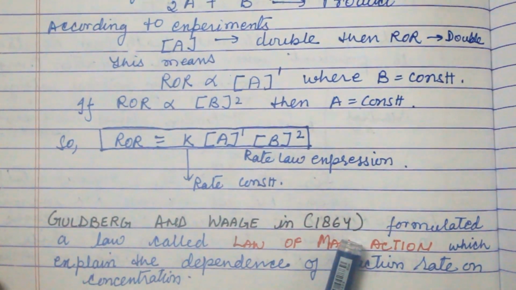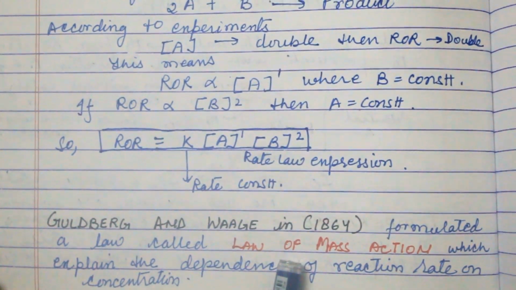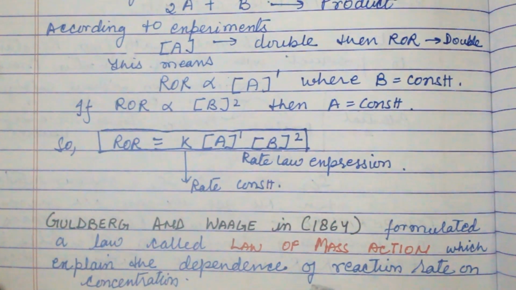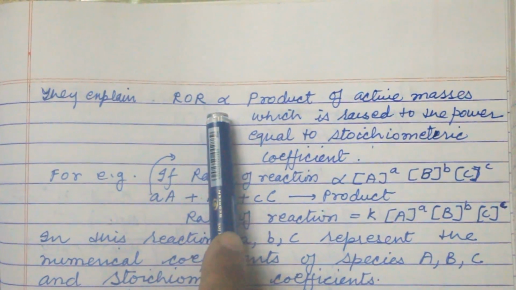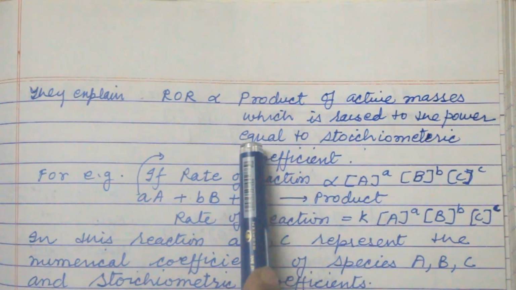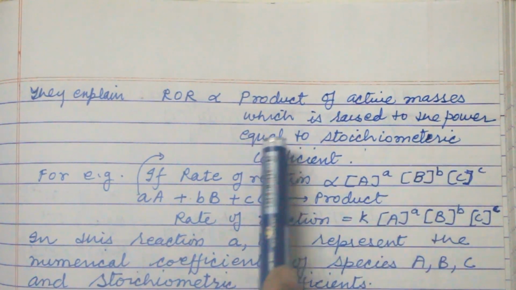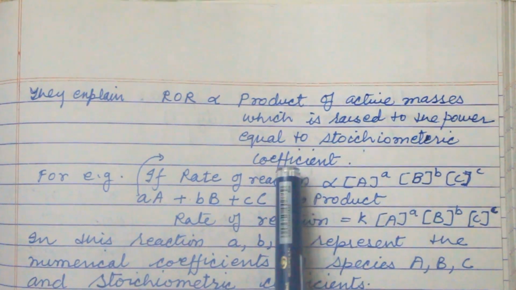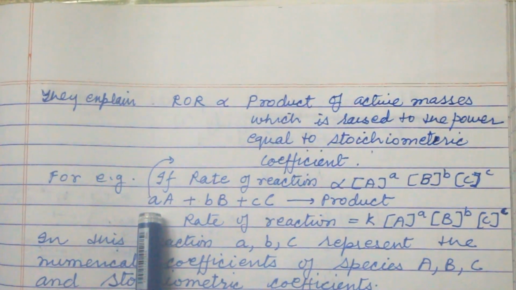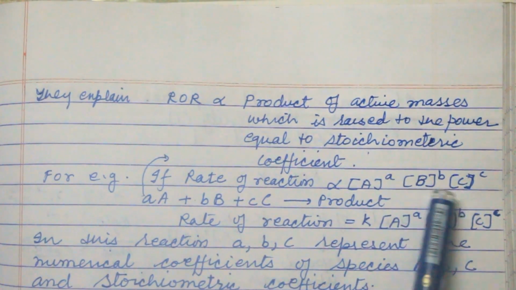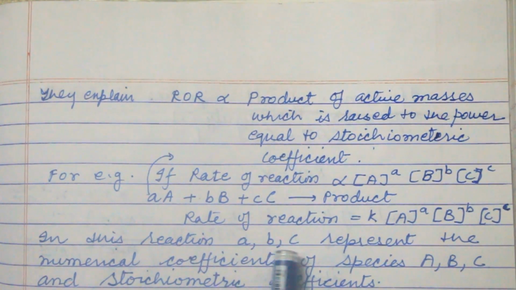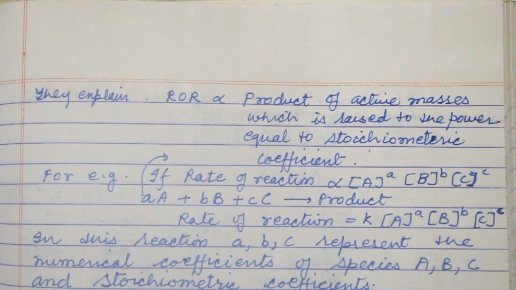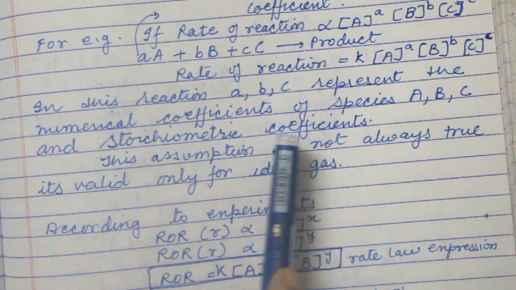Guldberg and Waage in 1864 formulated a law called the law of mass action, which explains the dependence of the reaction rate on concentration. They stated that the rate of reaction is directly proportional to the product of active masses, each raised to a power equal to its stoichiometric coefficient. In this reaction, small a, small b, small c are the powers of capital A, capital B and capital C. A, B, C represent the stoichiometric coefficients of species A, B, C.